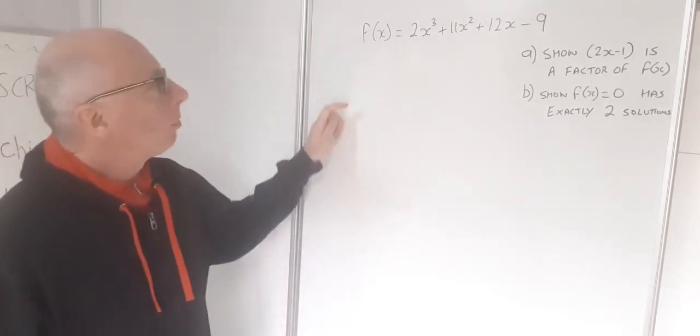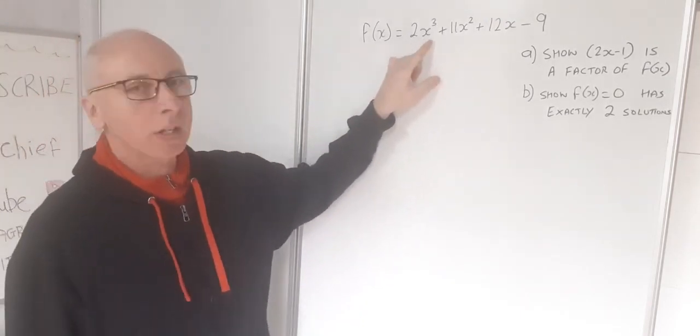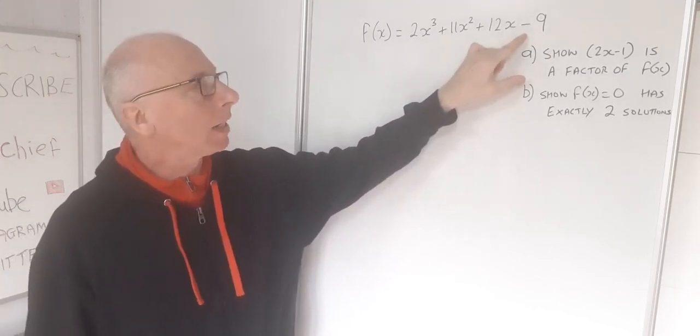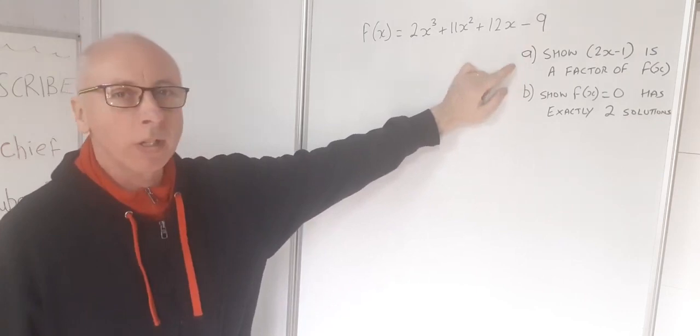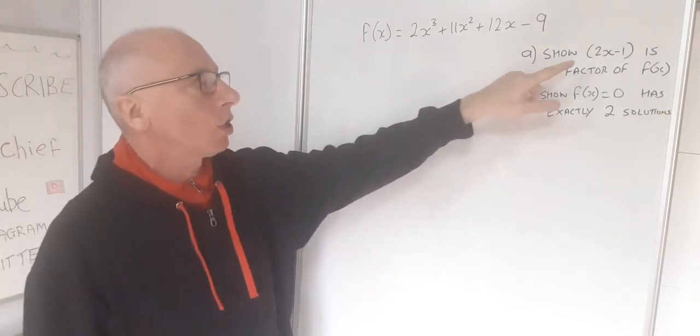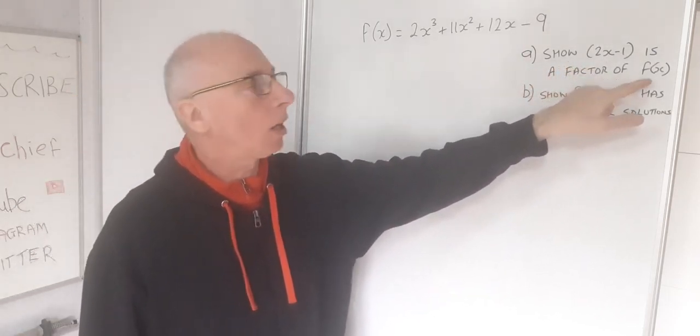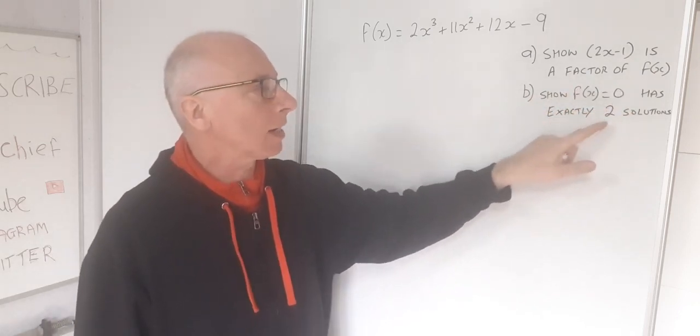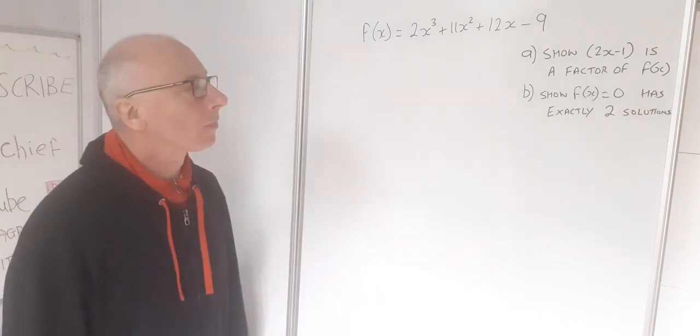So in this question here, we've got a function f of x equals 2x cubed plus 11x squared plus 12x minus 9. And we've got two questions regarding this function. We want to show 2x minus 1 is a factor of f of x. And we also want to show that f of x equals 0 has exactly two solutions.